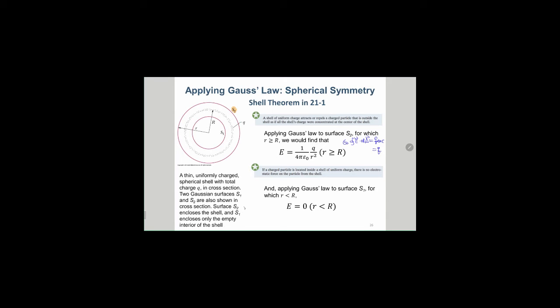On the left side, it is a sphere, so it is epsilon naught times 4 pi r squared times E, due to the spherical symmetry. So it turns out like that. It is nothing special. It feels like all the charge is at the center. So that's the first statement of the Shell Theorem. And the second one is that if a charged particle is located inside a shell of uniform charge, there is no electrostatic force on the particle from the shell.